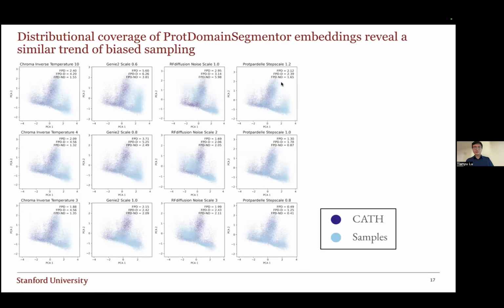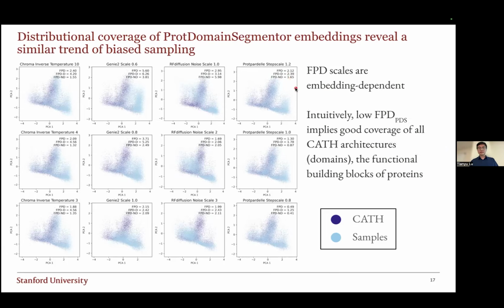So very quickly, for these other embeddings, we see similar trends, where you see biases across most of these models as well. And one important thing to note is that the FPD scales are embedding dependent. So these embeddings are with the domain segmenter, and you'll notice that these FPD values are much lower. With the ESM3, they were in the hundreds, and here they are in the single digits.